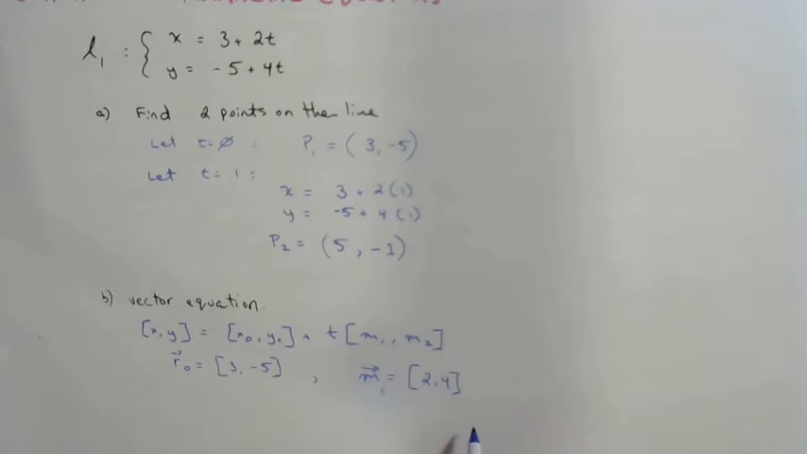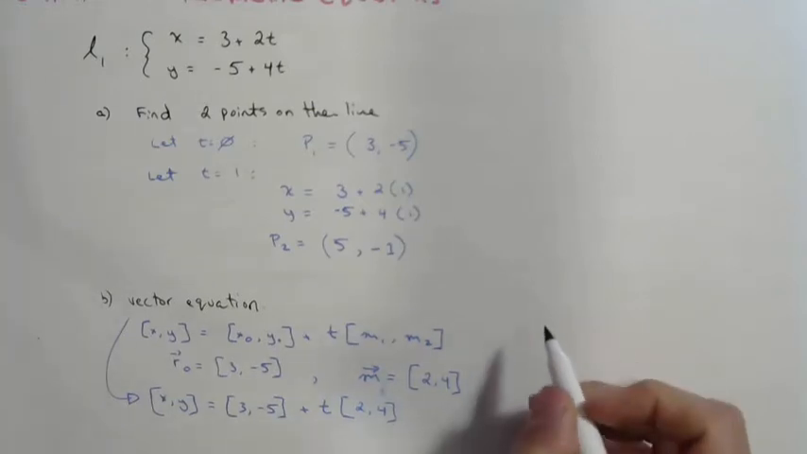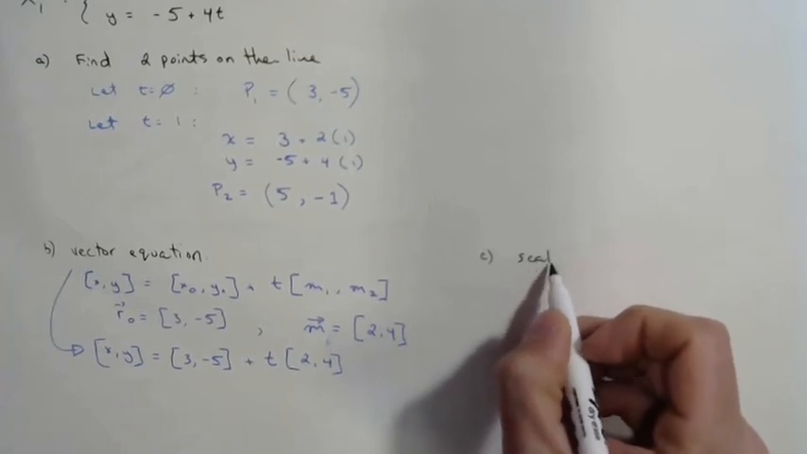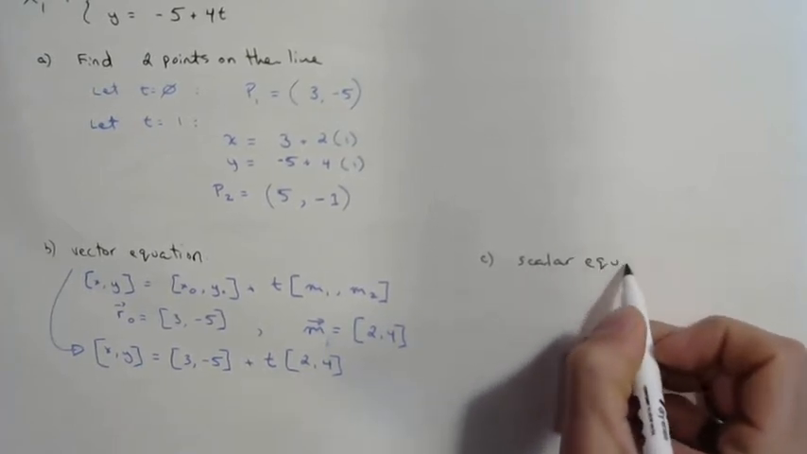So now all I need to do is give my vector equation, starting with position vector 3, -5, and adding any multiple of my direction vector 2, 4. So here's our completed vector equation. Okay, we're also going to complete a scalar equation. That's part C, and I'm just going to move off to the side here. Scalar equation.